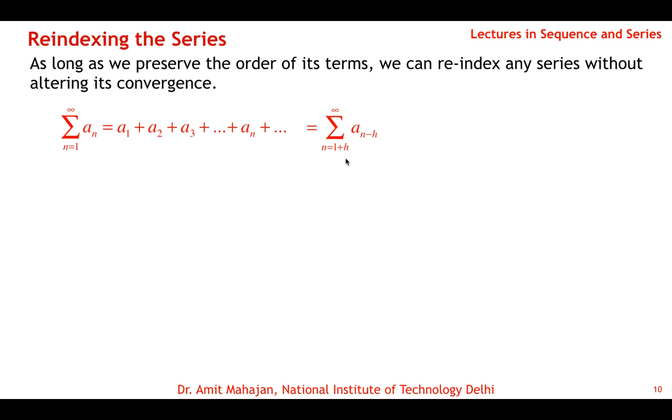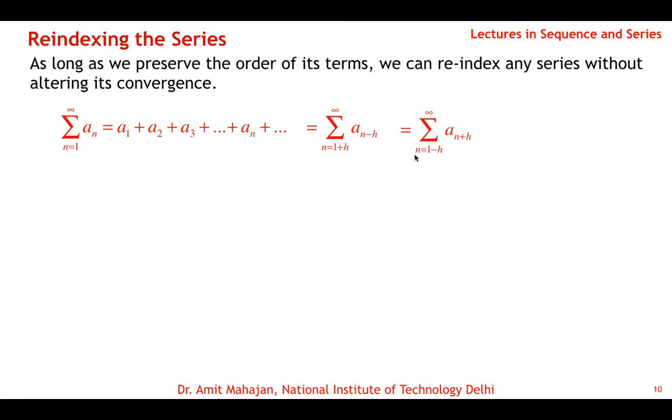And similarly, we can lower the starting value of the index, say by h units, if we replace n with n plus h here. So we can also write the same series as a of n plus h. If I put n as n plus h, the starting position will be n is equal to 1 minus h. So if you plug in n as 1 minus h, 2 minus h, 3 minus h, and so on, you will get the same series. So reindexing is possible, and sometimes it becomes very important to reindex some of the series.